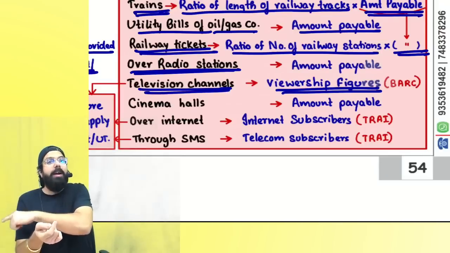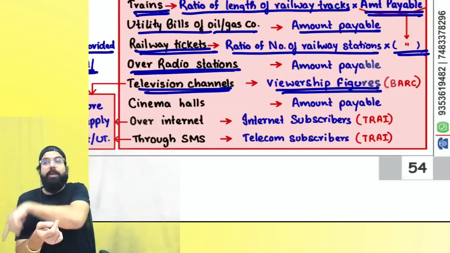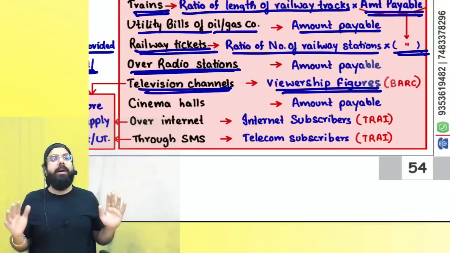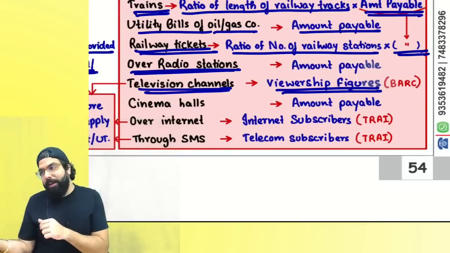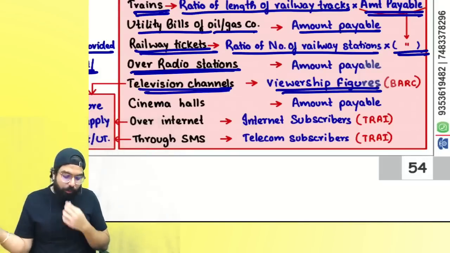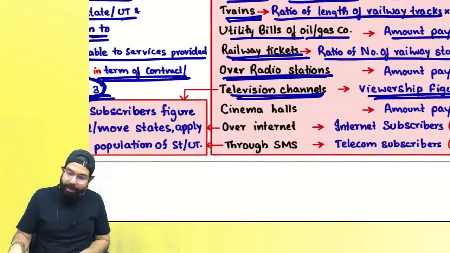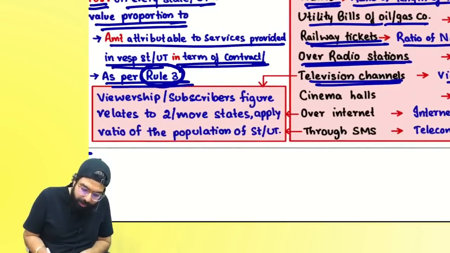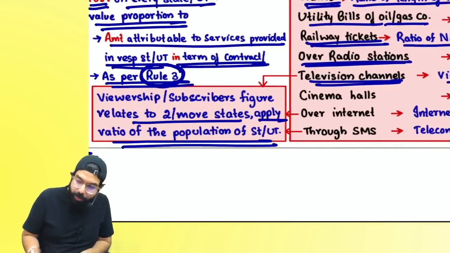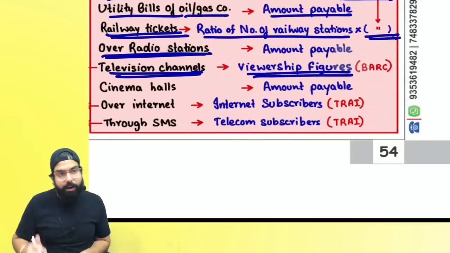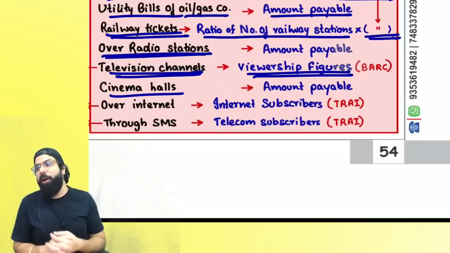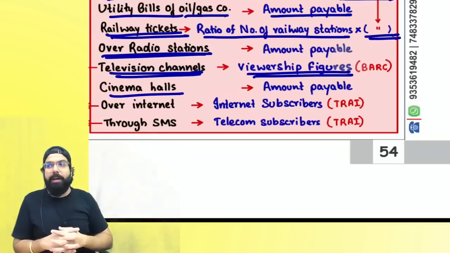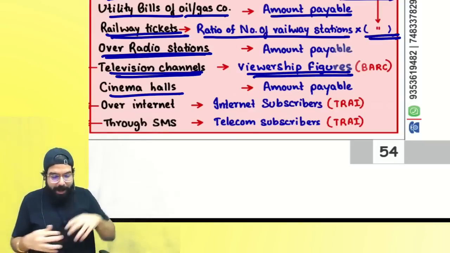The last quarter's figure, the last week's figure of the last quarter, has to be taken for the current quarter. Sir, if the figures have been given for more than one state, then you will have to apply the ratio of the population of the state or union territory. Sir, if the government has given me money for doing the advertisement in a cinema hall, whatever is the amount payable, that will become the value of supply by me to the government.